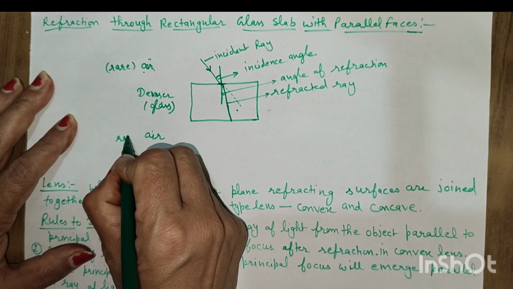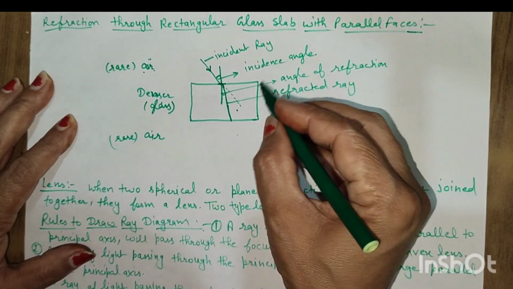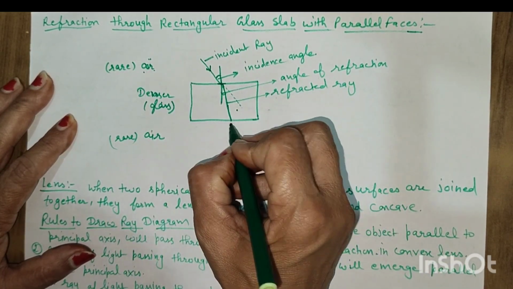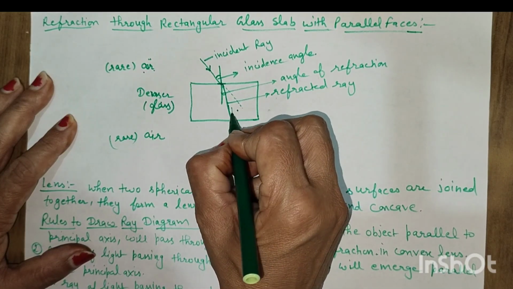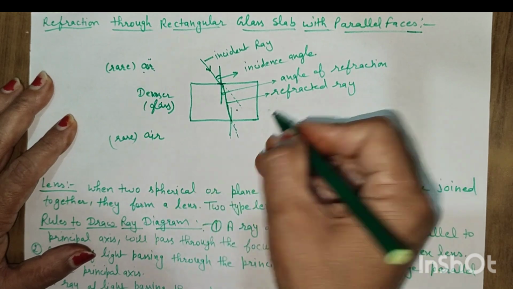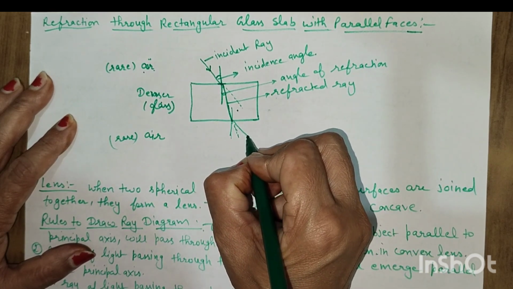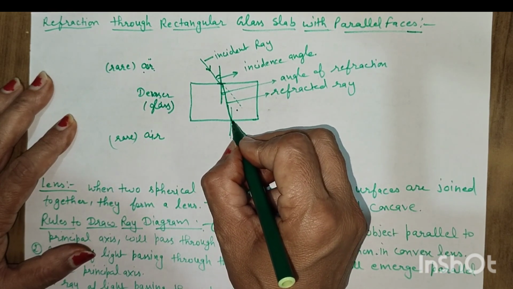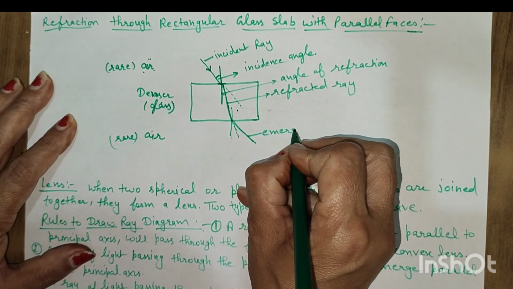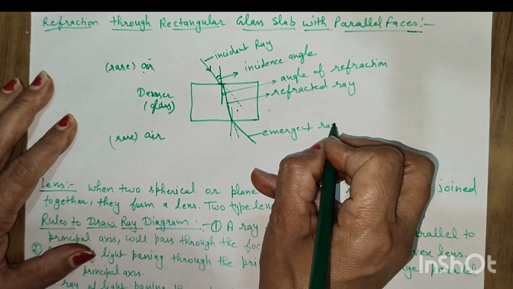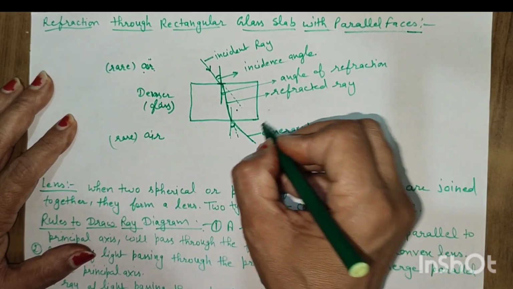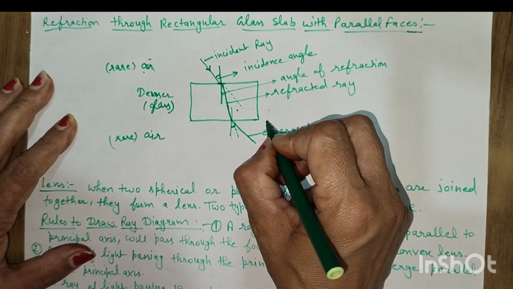Now, this is the denser medium and this is air, the rare medium. When the ray moves from denser to rare, it will bend away from the normal. It should go straight like this, but now it bends away from the normal. This is called the emergent ray, and the angle between the normal and the emergent ray is called the emergent angle.